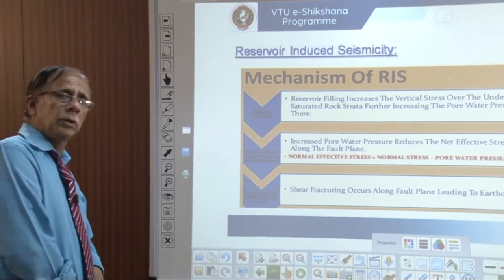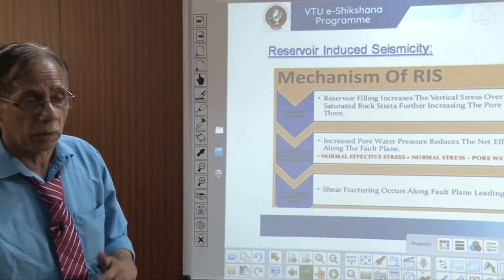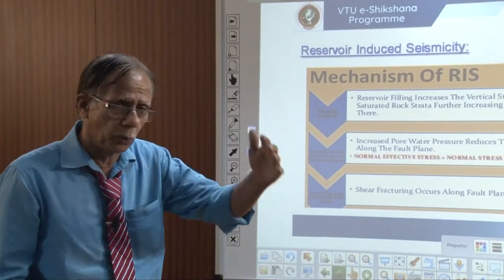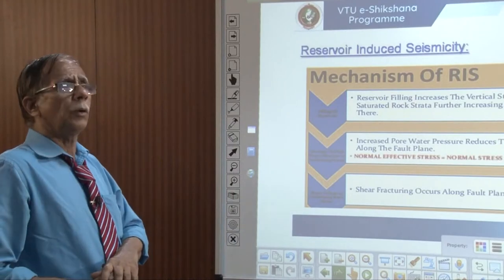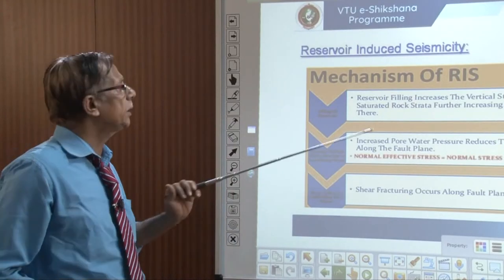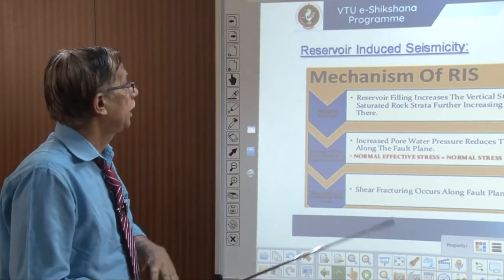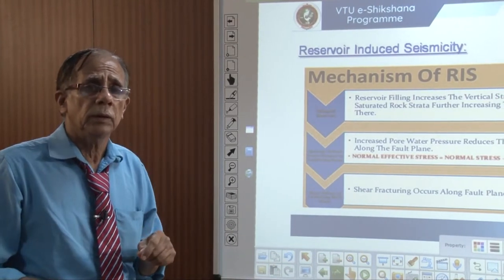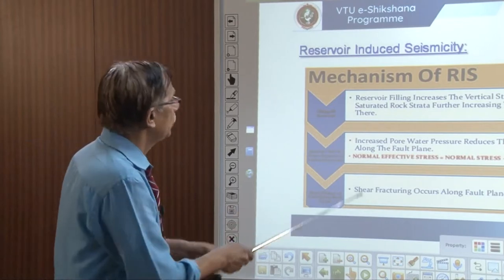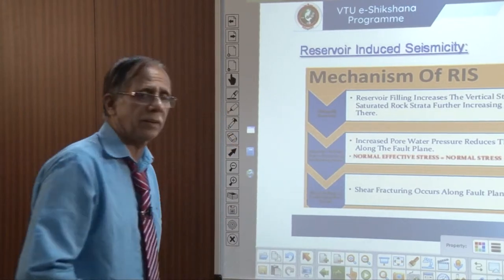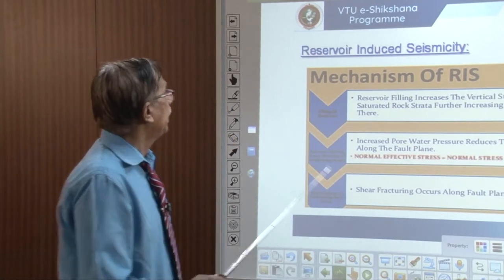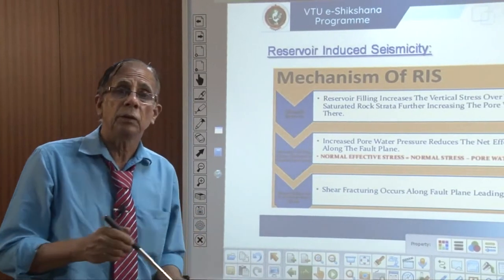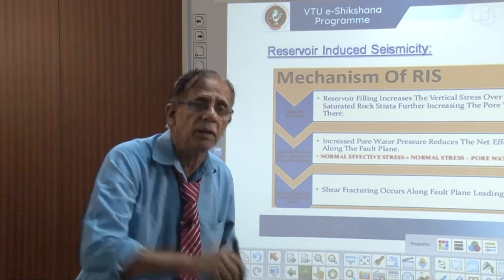Friends, so far we have discussed how to locate the epicenter and the intensity of the earthquake. Now, our question is, we construct dams and reservoirs. What will happen if an earthquake occurs below the reservoir? And that is one thing: the reservoir also induces earthquakes. How?